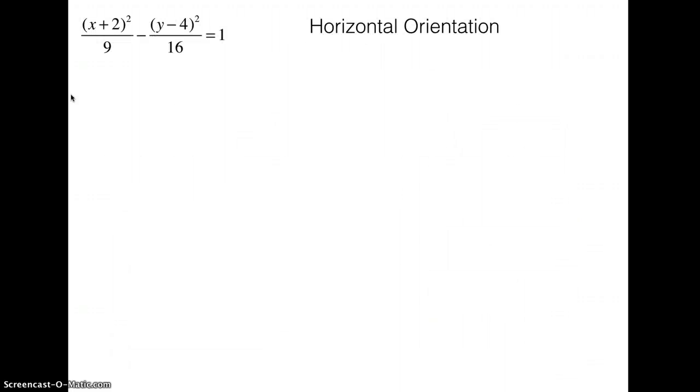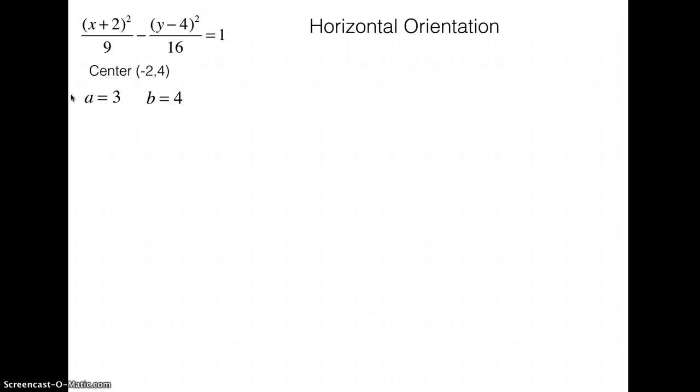First one we're going to graph is a horizontal orientation. We can tell that this one is horizontal because the x squared term comes first and we're subtracting the y squared term. First you're going to identify your center, and the center comes from the two values subtracted and added inside the parentheses. So we're going to have the opposite of those values, -2, 4.